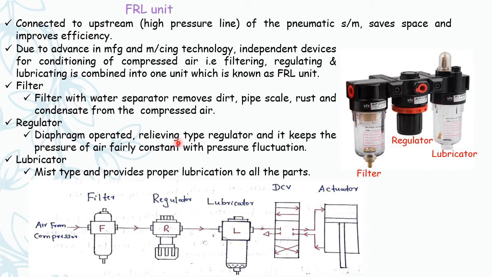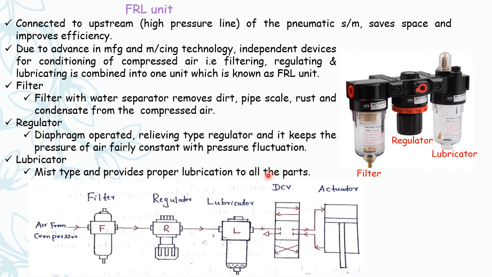It's a relieving type regulator. Why we call it relieving type? It keeps the pressure of air fairly constant with pressure fluctuations. If there are any pressure fluctuations in the pneumatic systems, this regulator helps to maintain the pressure in the system. The lubricator is a mist type and provides proper lubrication to all the parts. In case of lubricator, a small amount of oil is mixed to the compressed air.